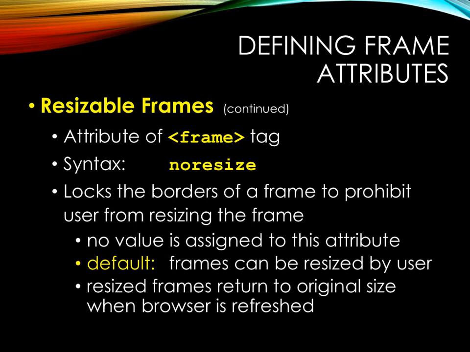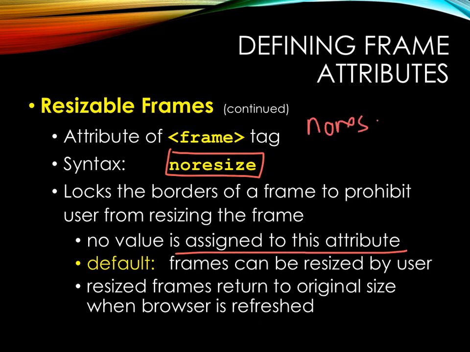So in order to restrict the ability to resize the frame, you put something called noresize into your frame tag. Now what's unique about this one is that you don't assign this an attribute value. So you do not write noresize equals and you put something in the middle. That is not what you do here. You simply just write the word noresize, and your browser will know to not allow the person viewing your frame definition file to resize the different frames.